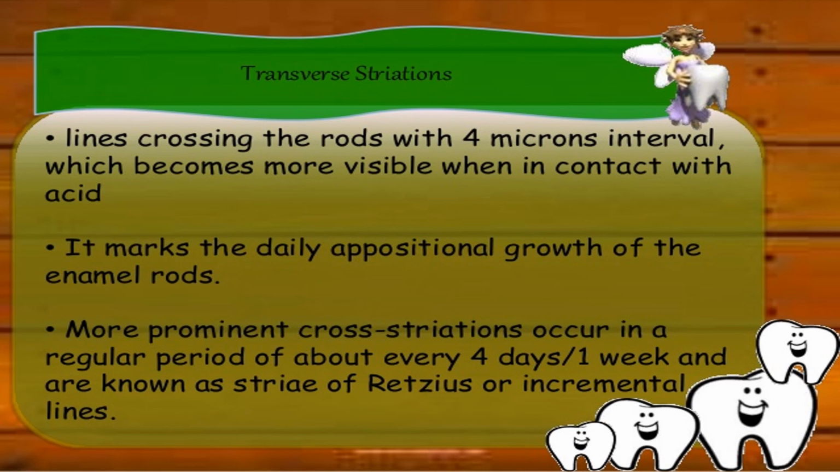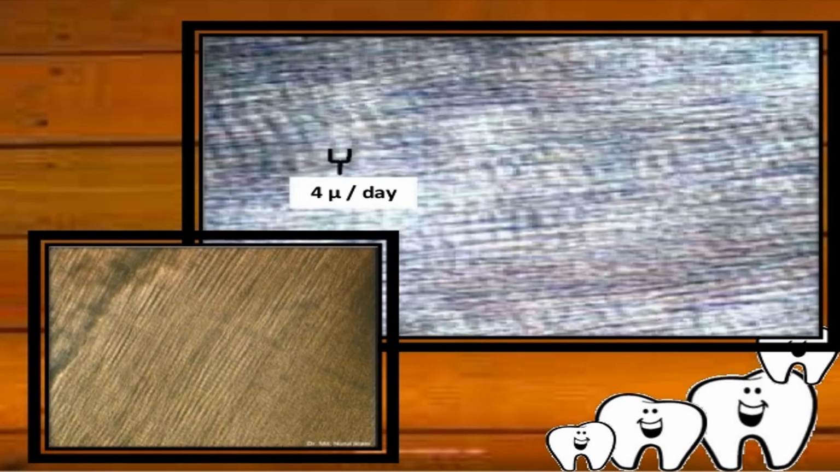Lines across the rods with 4 micron intervals, which become more visible when in contact with acid. It marks the daily depositional growth of the enamel rods. More prominent cross striations occur in a regular period of about every 4 days, or 1 week, and are known as striae of Retzius or incremental lines. Transverse striations are also known as incremental lines of Retzius. See, when we view the microscopic structure, these are the transverse striations, also known as striae of Retzius or incremental lines of Retzius.